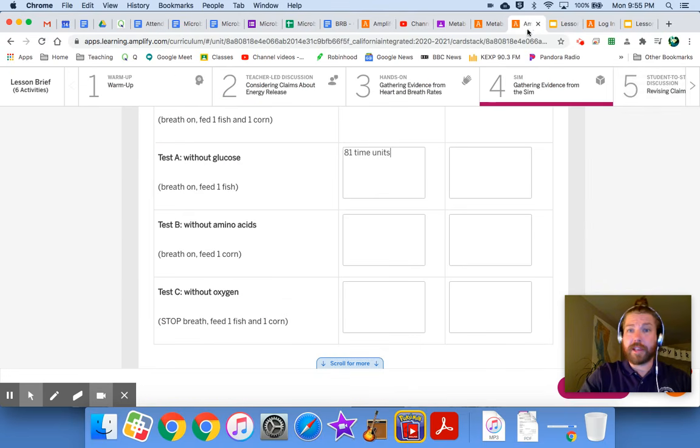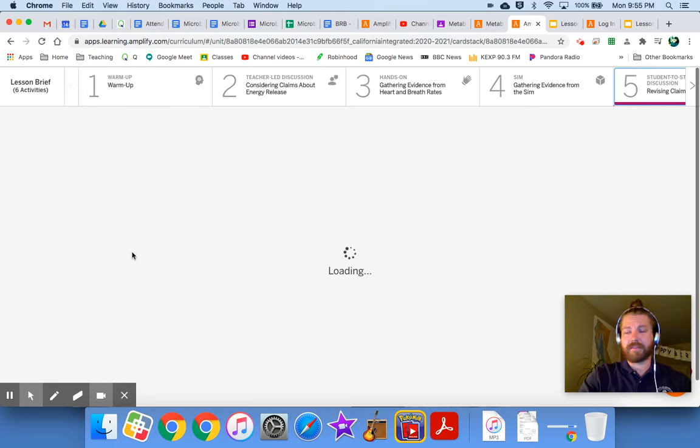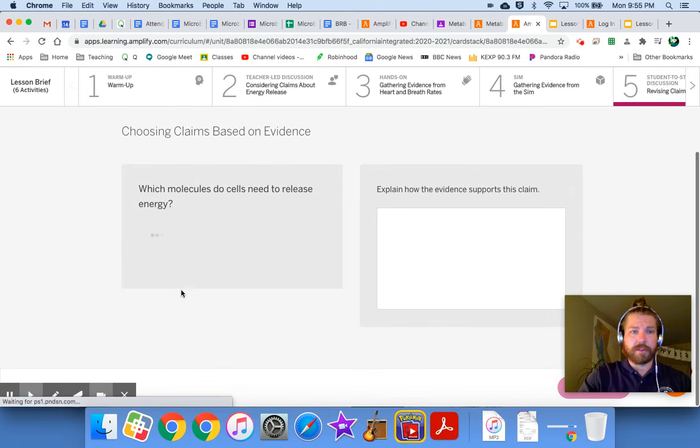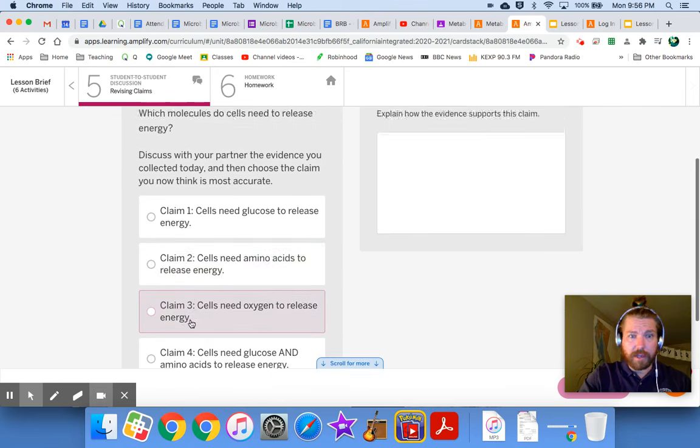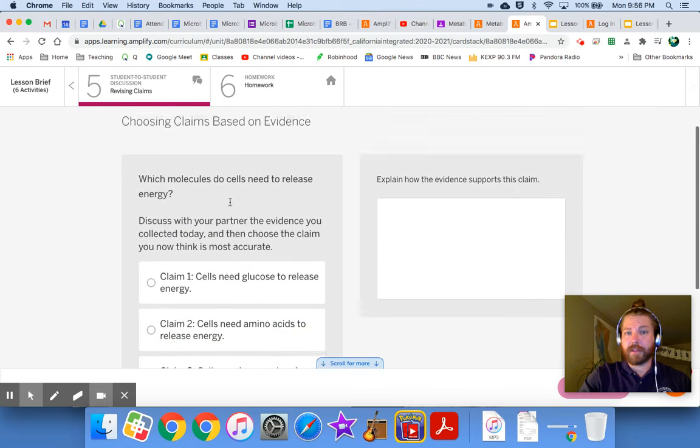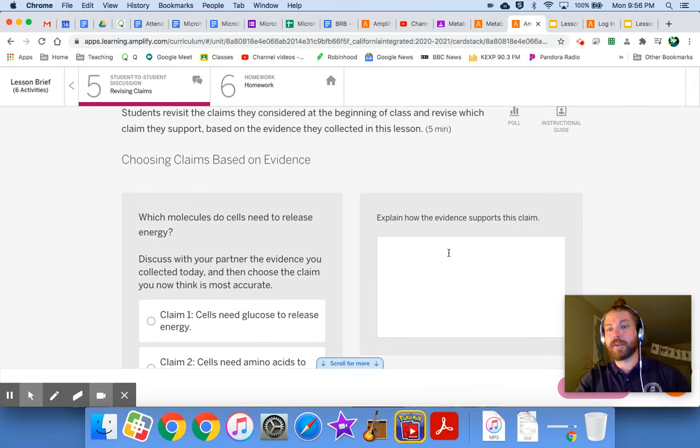So that's what you're going to do in activity 5 here on Amplify. It's very much like the warm-up. You're going to click which of these molecules you need, and then how does the evidence support the claim? What is the evidence? The evidence is your breathing test when you did the breathing and heart rate activity, and the evidence is the data that we just collected in the sim. So go ahead and answer that and then come back to me.